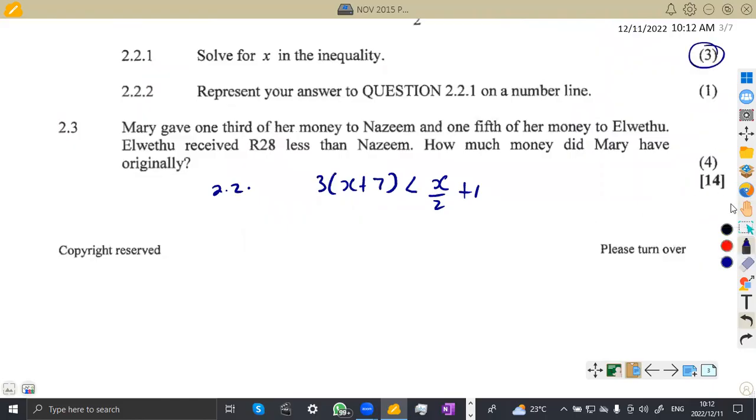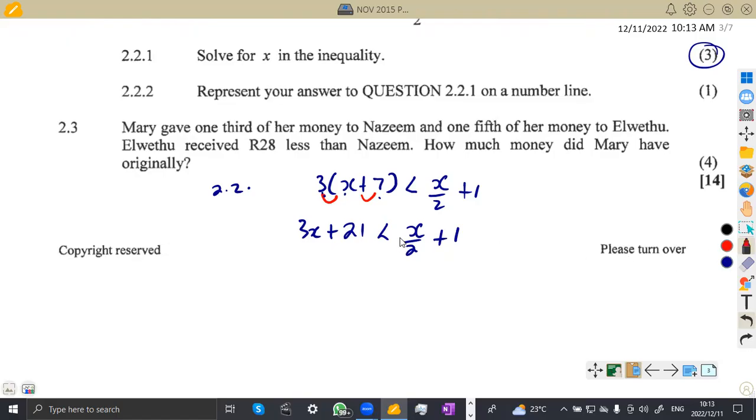So for you to solve this inequality, there are so many ways. You can expand the brackets. You can divide by 3. I don't know which one was best for you. All right, but okay, let's do this stage by stage. Let's just expand the brackets by 3 here. So it's going to be 3 times x, that's 3x, plus 3 times 7, which is 21, is less than x/2 plus 1. As we can see, there is a fraction on x.